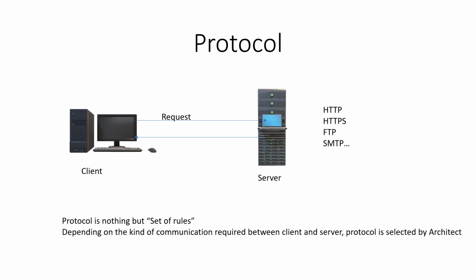If there is only file transfer happening between client and server, where the server can process only files, the request for a file is sent and the response is sent back. Then it is called FTP, file transfer protocol. And SMTP, simple mail transfer protocol, is all related to emails. Depending on the kind of communication required between client and server, the protocol is selected by the architect. But this is from the developer perspective I'm saying.